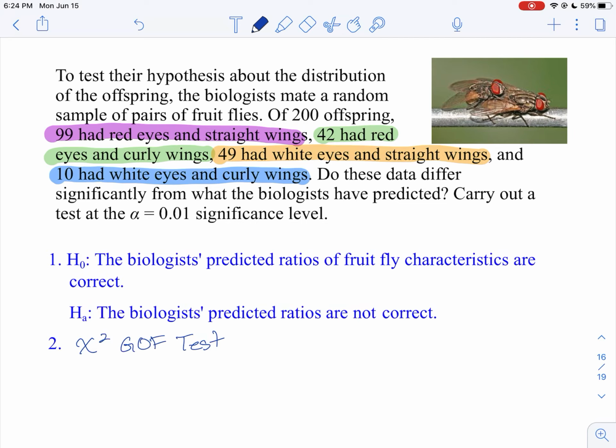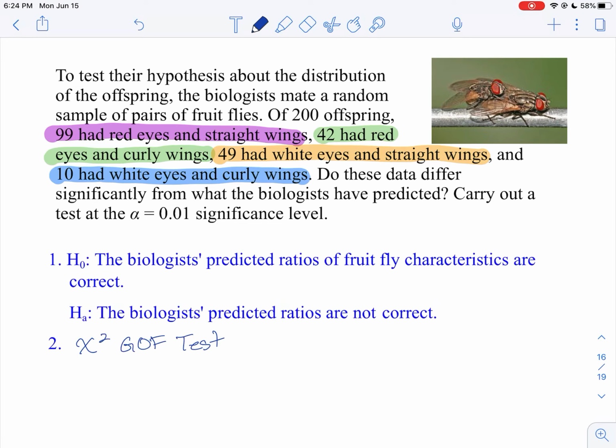So then our step 3, state and check our conditions. Sorry, the whole test is checking our hypotheses. So we're going to see if the conditions check, spelled funny, SIE. So our S, remember, is still our data have to come from an SRS from the population of interest or collected from a randomized experiment. So they mated random samples of pairs of fruit flies. So since these were random pairs that they created, I can say that the offspring can be considered a random sample of the different categories.